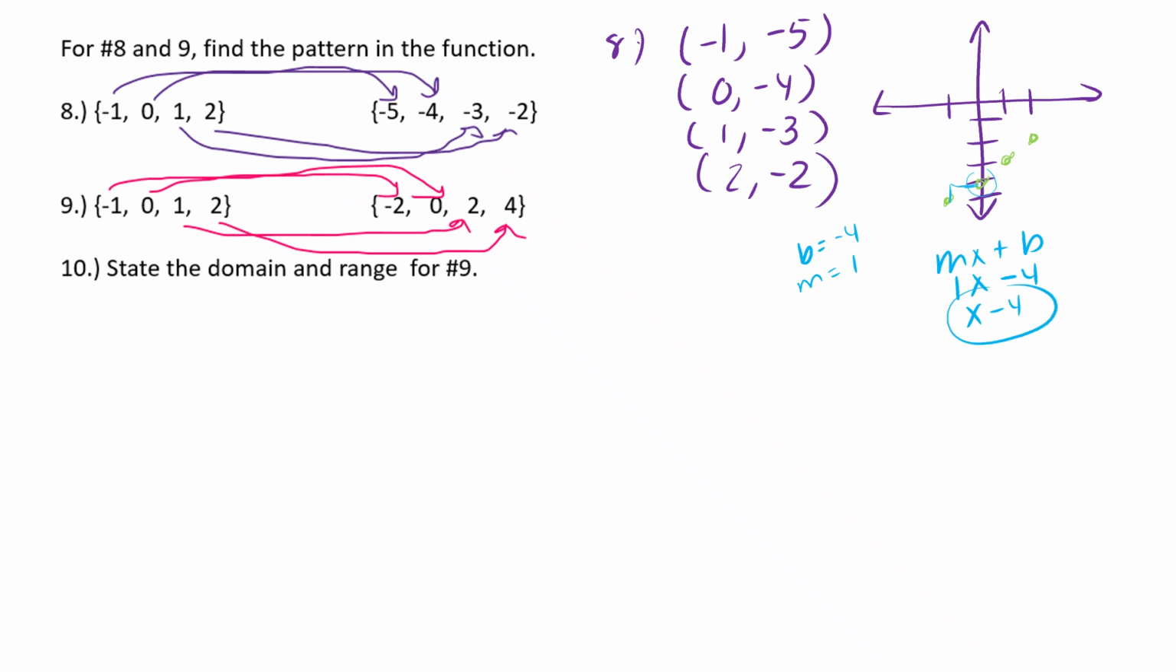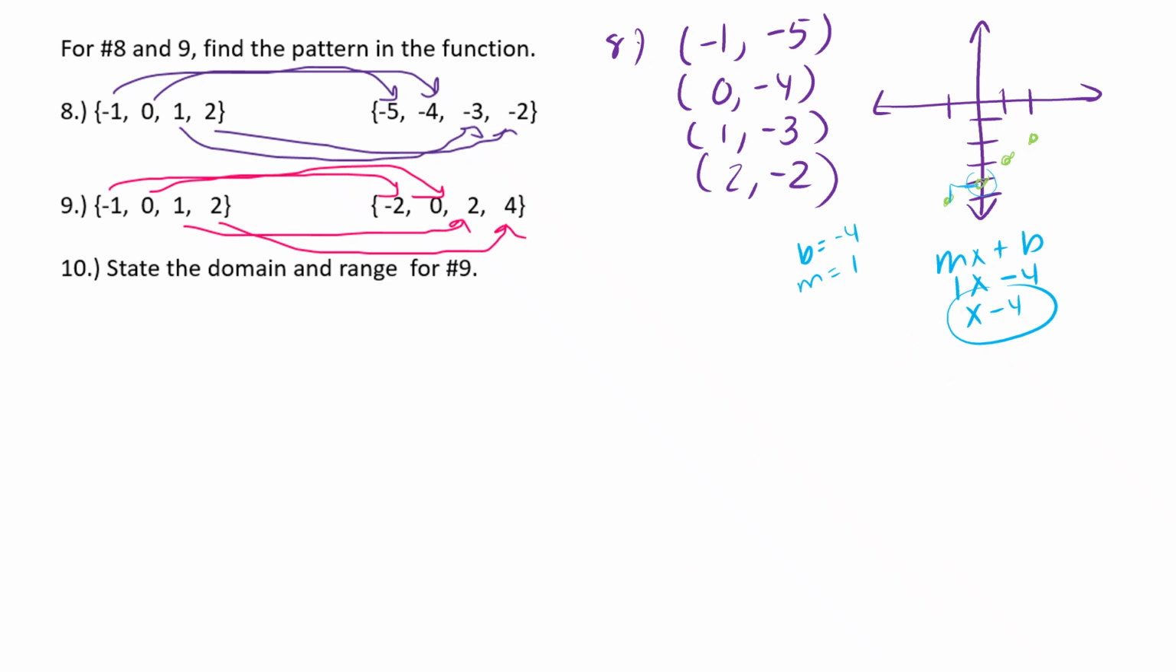So let's double check. To get the y value, do I do x minus 4? -1 minus 4 is -5. 0 minus 4 is -4. 1 minus 4 is -3. 2 minus 4 is -2. So that is the pattern for number 8.